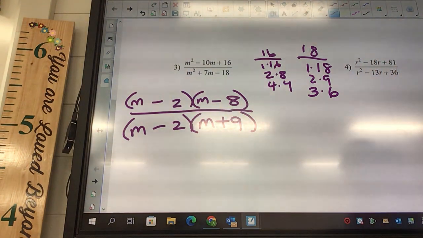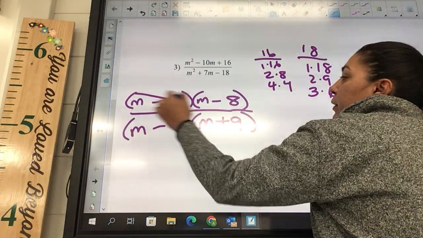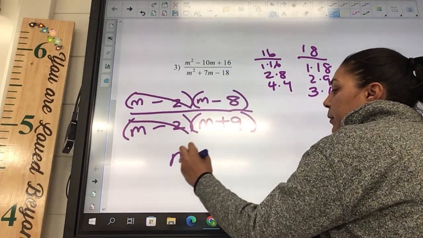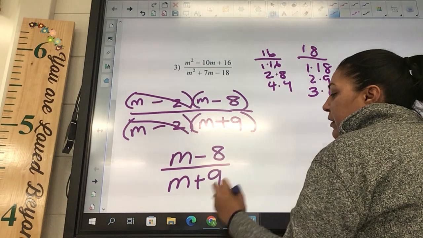Then we go through and it says to cross out. What can we cross out? Yeah, we can cross out these. They're 100% exactly the same. On the top, we're left with m minus 8, and on the bottom, we're left with m plus 9.